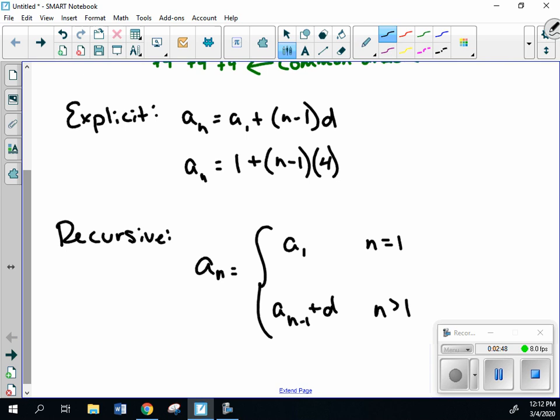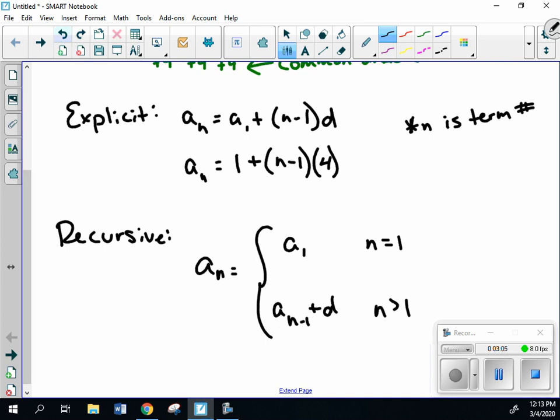N just represents term number. That might be something you want to note. Okay. So I could use my previous term, which is represented here, and add my common difference.